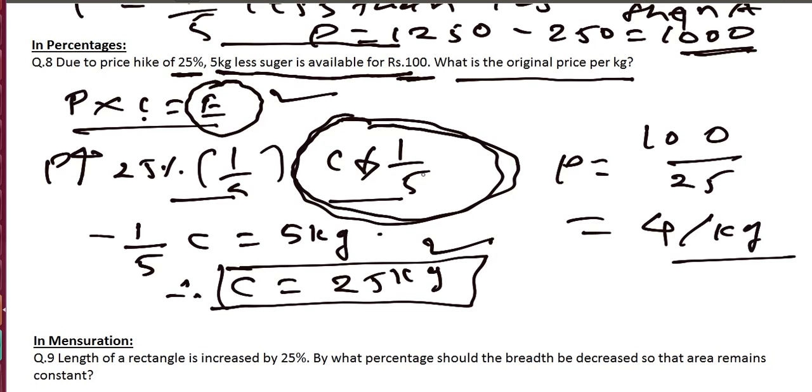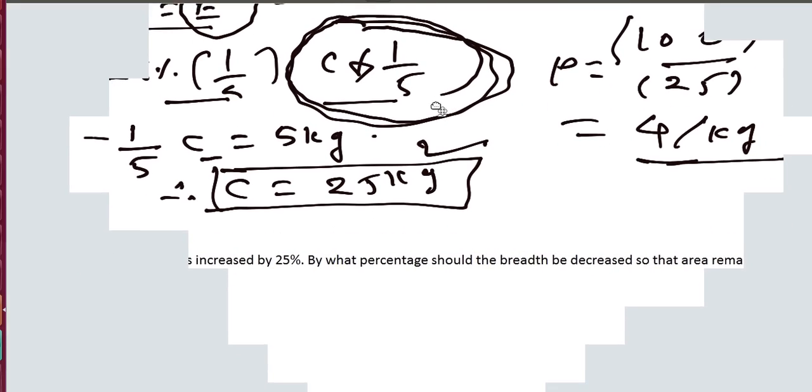So the concept used here is, price is increased by 1 by 4, consumption has to be decreased by 1 by 5. So the decreased consumption is given to us, that is 5 kg. So 1/5 of the consumption is 5 kg, so the consumption is 25 kg. Therefore the price is equal to original expenditure divided by original consumption, that is 4 rupees per kg. So let's see another question based on the same concept.